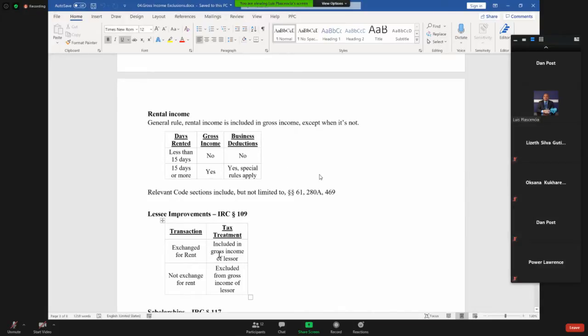So again, remember this particular table, and also remember the table on the bottom. This is the reason why I put these two together as it relates to arrangements. But what happens if it's 15 days or more? Then you do recognize it as income. Then what happens to the business deduction? You get a business deduction, but now you've got to determine if it's a vacation home or not.